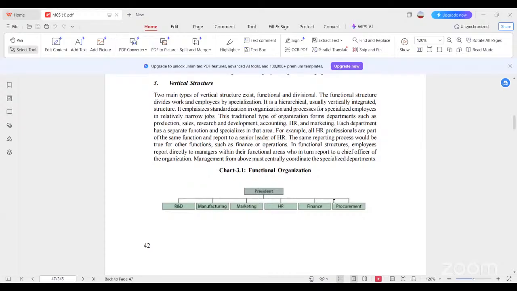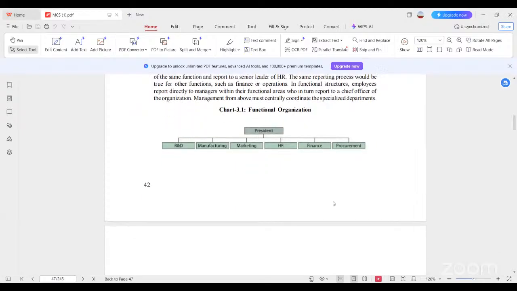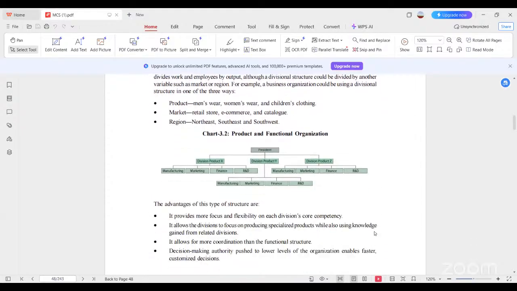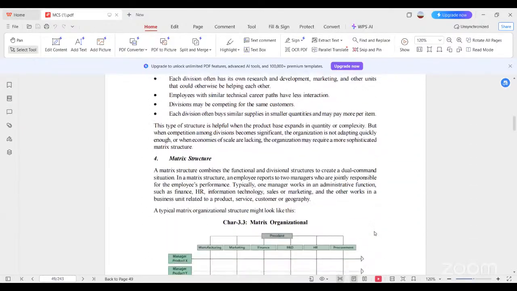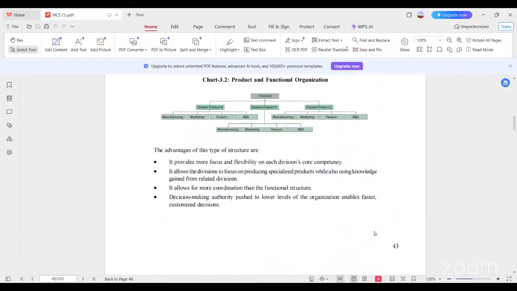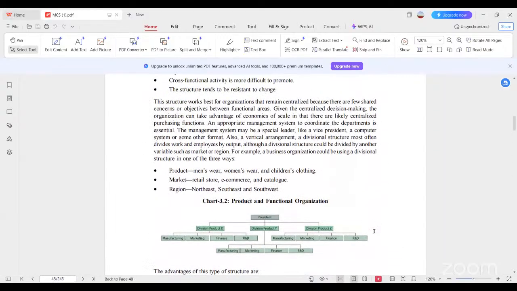Then you have two types of vertical structure. First is your functional structure, second is your divisional structure. Okay, now what do you mean by a functional structure? A functional structure will group employees according to their specializations or their functions. Here, each department will perform a specific role, have certain responsibilities, and report to a functional head.